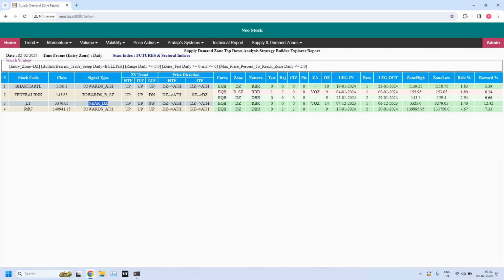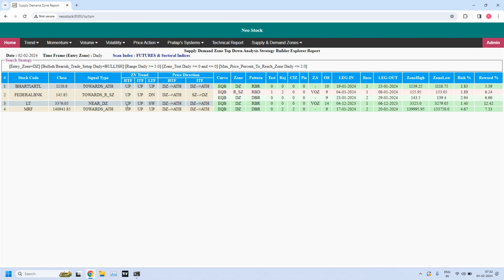Of course, we can find it is a bullish trade setup by looking into trend, by looking into price direction, by analyzing the curve, by combining all this, because we already explained the decision making table. By studying these parameters, you can say this is a bullish trade setup. Now the advantage is you don't even require to study these parameters. The software itself is filtering for you directly. So some of your time will be saved.